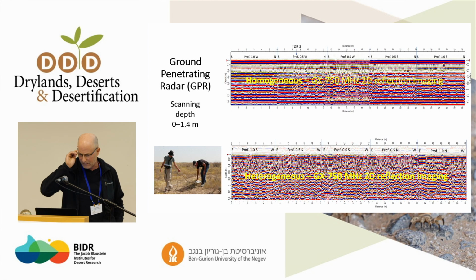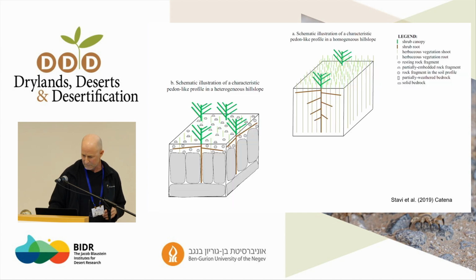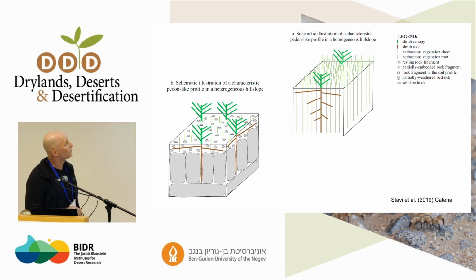And these are the GPR results for a deeper depth of down to 1.4 meters. So on the top, homogeneous hill slope, on the bottom, heterogeneous hill slope, for which also here we can easily notice the irregularity of the subsurface. And this allowed us to draw this characteristic pedon for a homogeneous hill slope in the upper right, and a heterogeneous hill slope in the lower left.